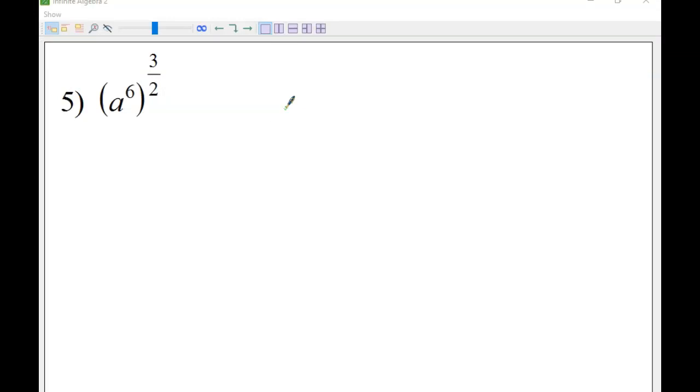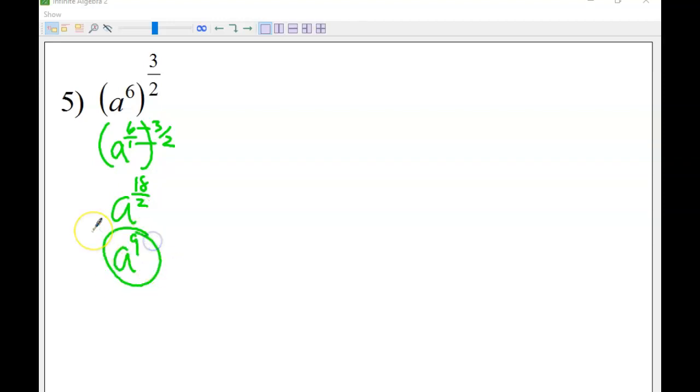Okay, so here's another type of problem we looked at. For this one, what we talked about was you want to think of that 6 as a 6 over 1. And then we use the rule for exponents where you multiply those together. That would be a to the 18 over 2 then. Top times top, bottom times bottom, and then you reduce. So that's a to the 9th power.